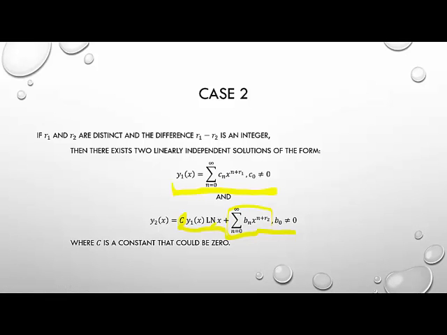But we want to allow for an ln because these coefficients we would be finding might become linearly independent with y1. And it's possible that we might not even be able to find this. So this is a case where we could possibly have just one solution that we can find.